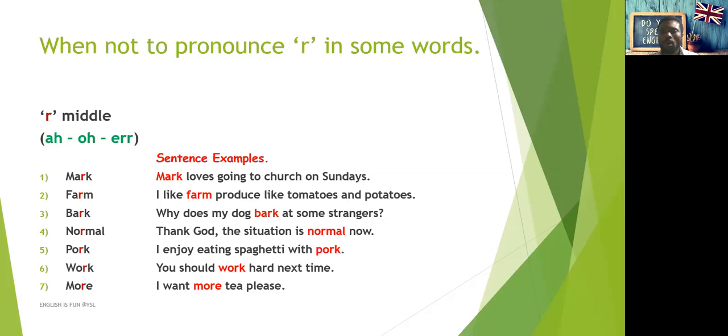Next one, pork. It's not gonna be pork. That's not gonna be correct, right? Oh, I enjoy eating spaghetti with pork. Pure pork, not pork. No, that's not correct.